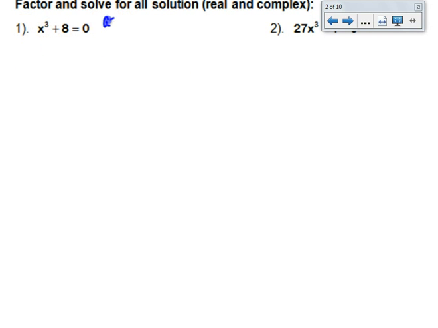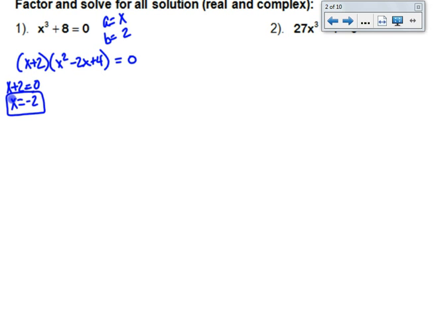I always told my kids in Algebra 2 to tell me who the a and the b are. So it's the cube roots of both of these. So a is x and b is 2. And when I substitute those values into the pattern, I have x plus 2 times x squared minus 2x plus 4. And they want me to solve for everything. So the first factor is super easy to solve. I just get x equals negative 2, but hold on to him, he's part of the answer.